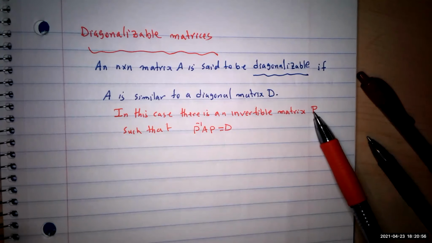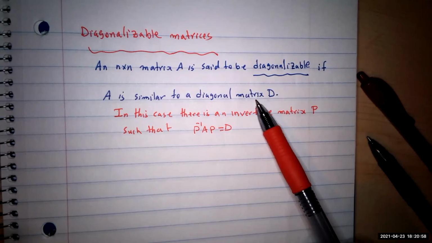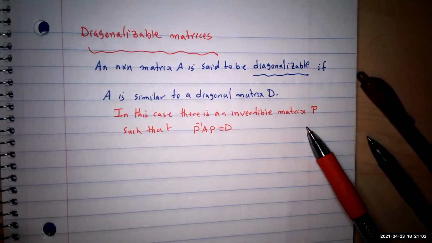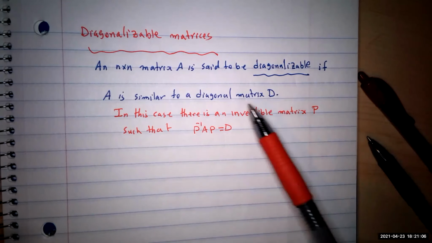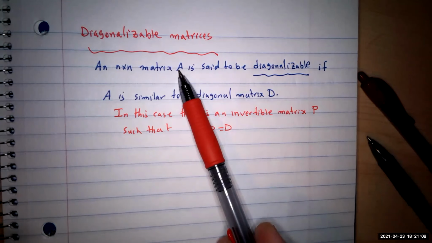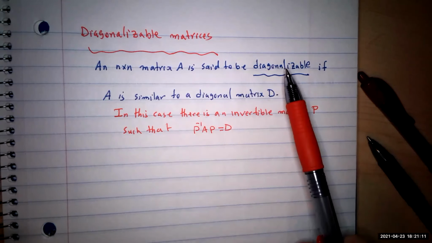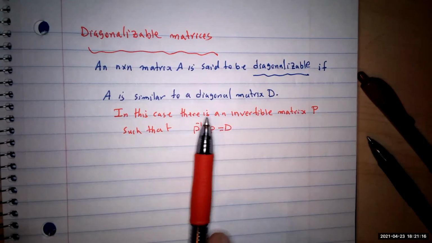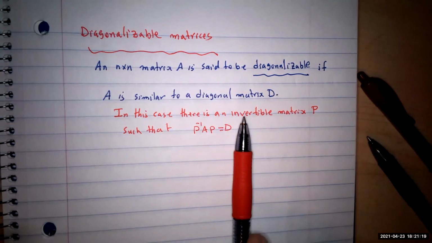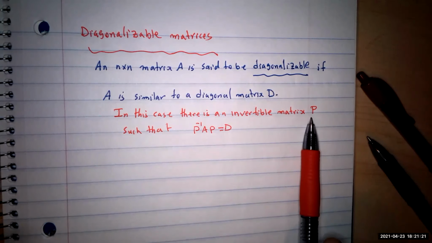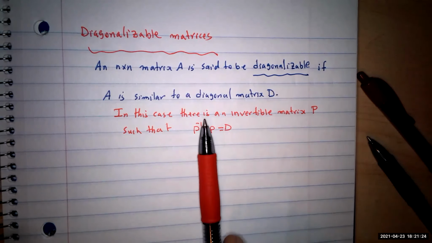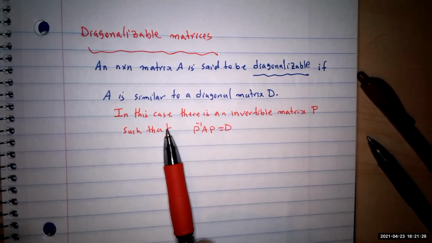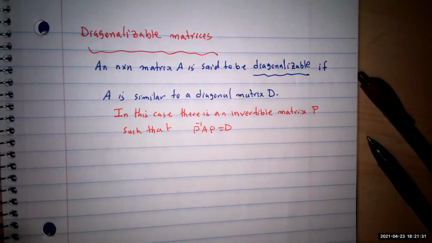How about P? Remember, each eigenvalue has an eigenvector. So what you're going to do is find the eigenvalues of A, and then the eigenvectors corresponding to those lambdas. You find those eigenvectors, and you put them as the columns of the matrix P. If you write it down that way, then this condition will be satisfied, and A is similar to the diagonal matrix.